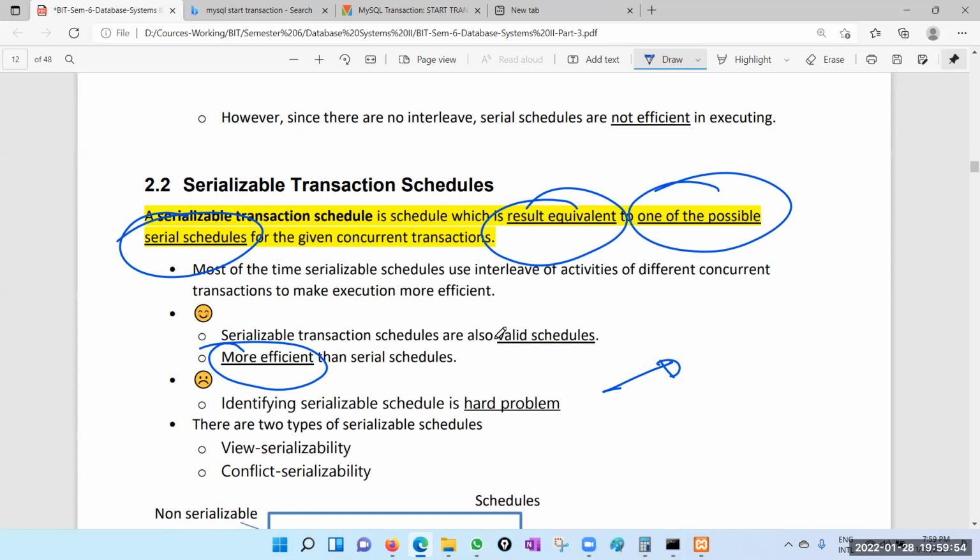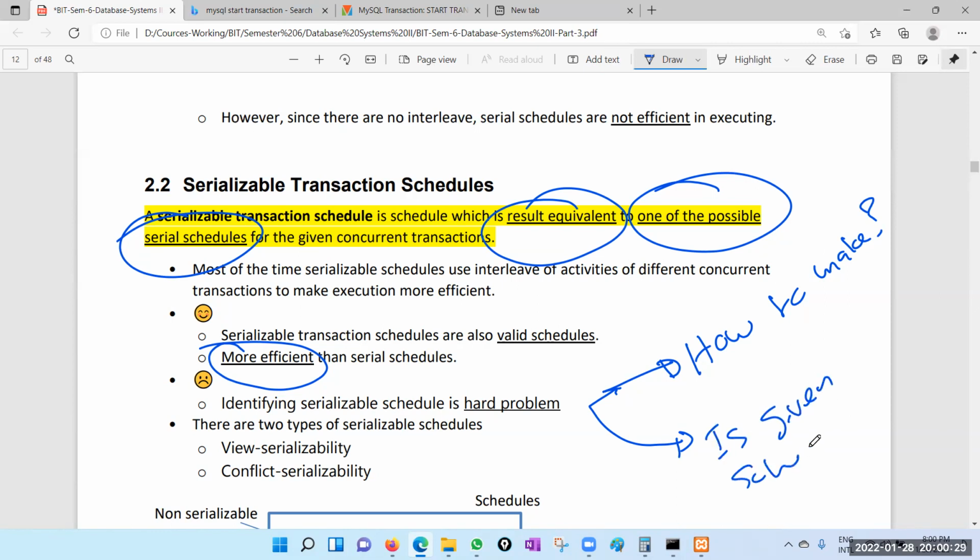But serializable means we mix it, but it's equivalent to a serial schedule, right? So therefore, this is more efficient, right? So we have 2 challenges. Challenge number 1 is how to make serializable schedules. That is a real challenge that databases have to deal with. Number 2 is to check whether the given schedule, that means the transaction schedule, is serializable.